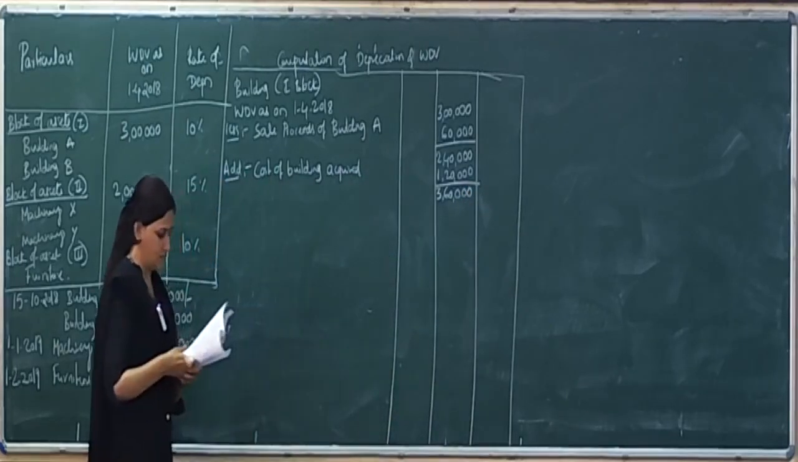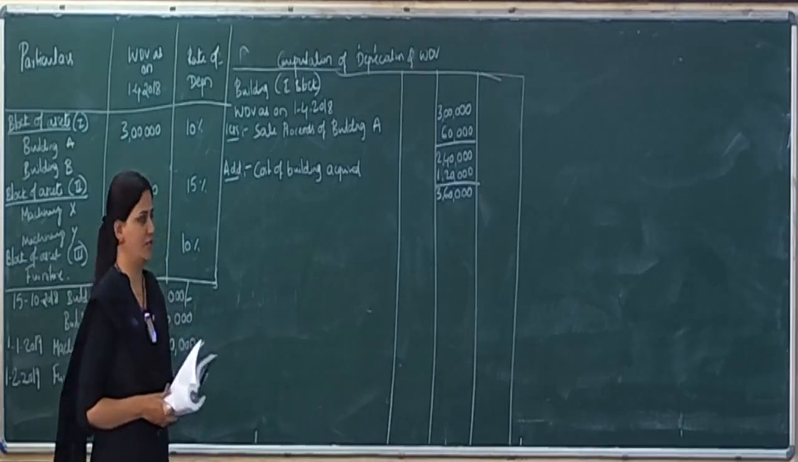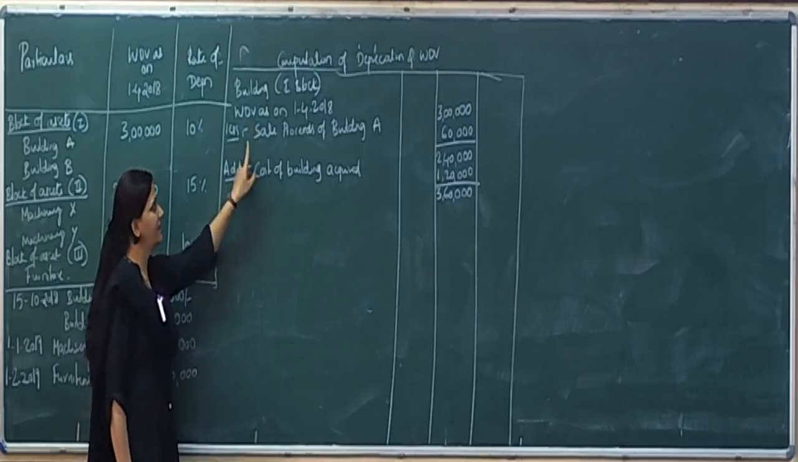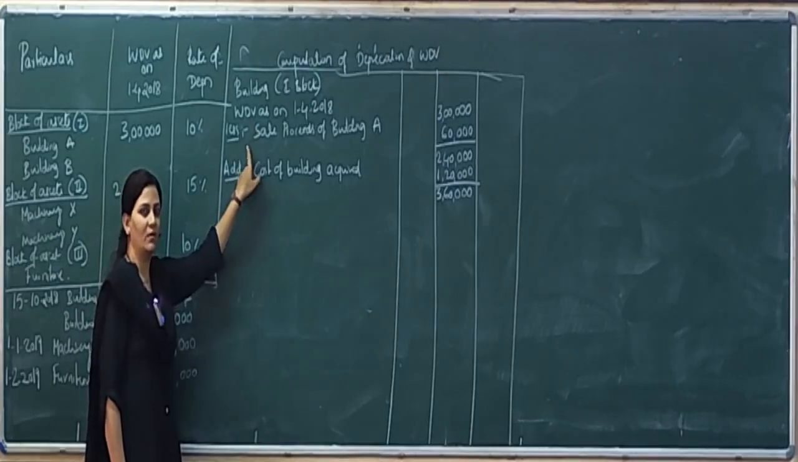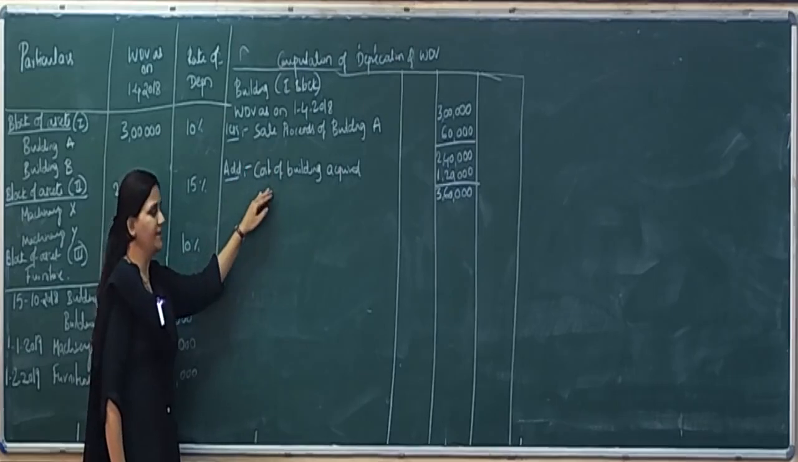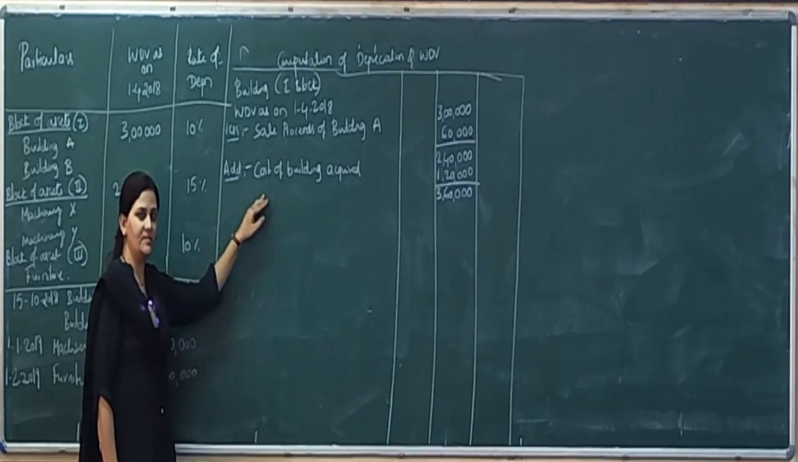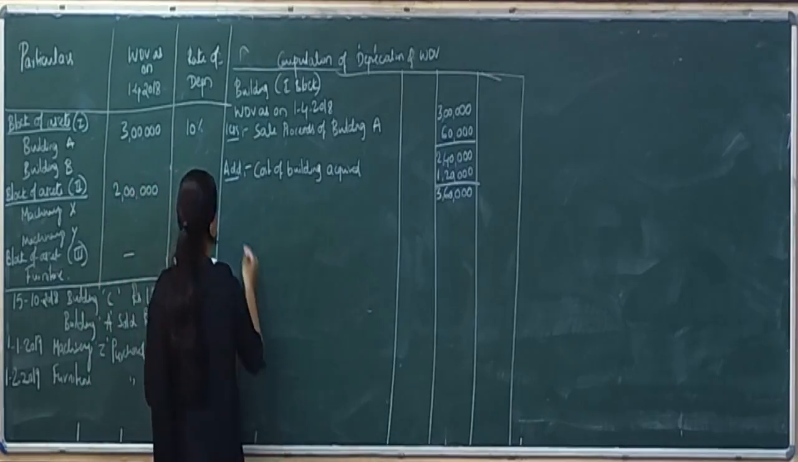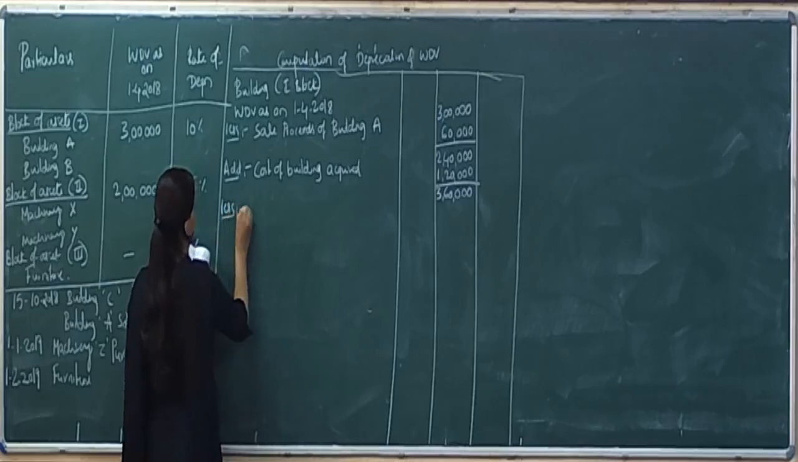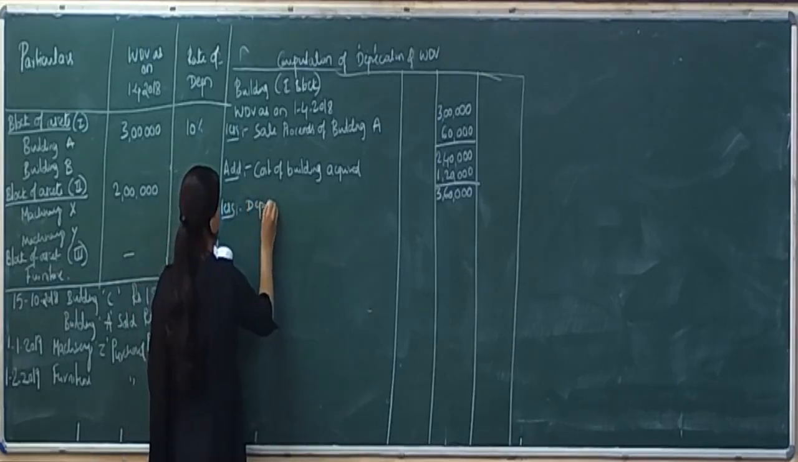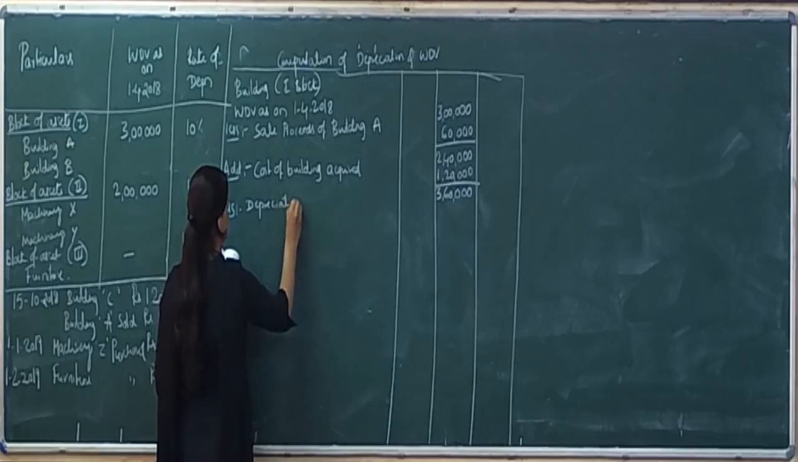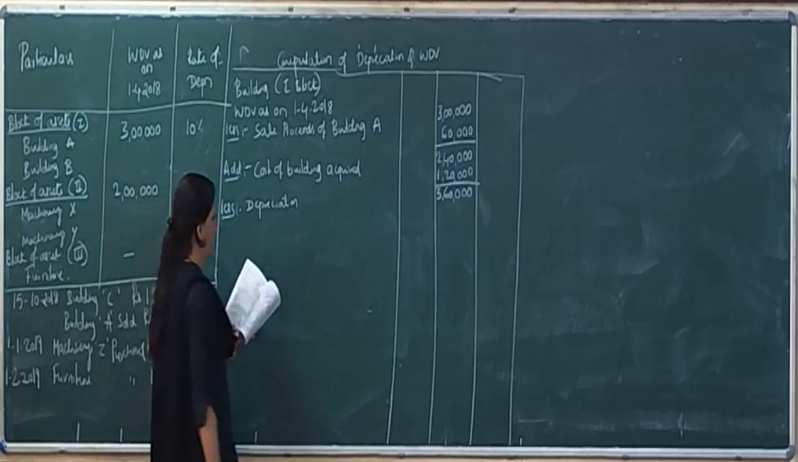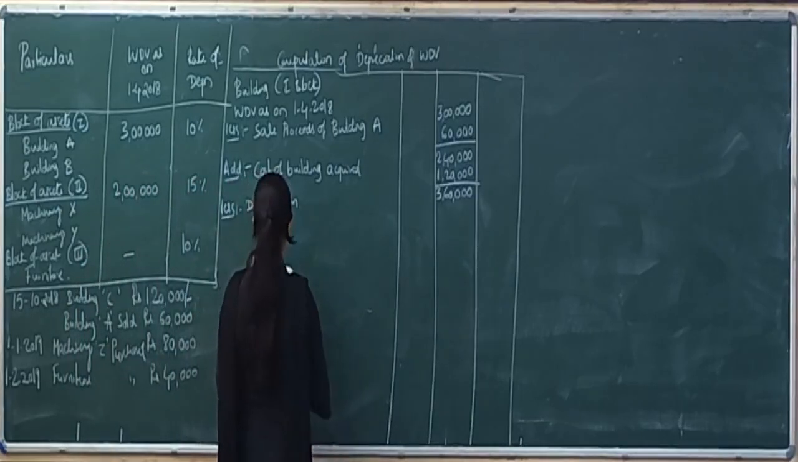Now on this we need to charge the depreciation. Remember the procedure: first we write the written down value, then deduct any sales of the block of asset, then add any purchases, and after that we write the depreciation. So here we will write less depreciation. The depreciation rate is given as 10%, so here we write 10%.